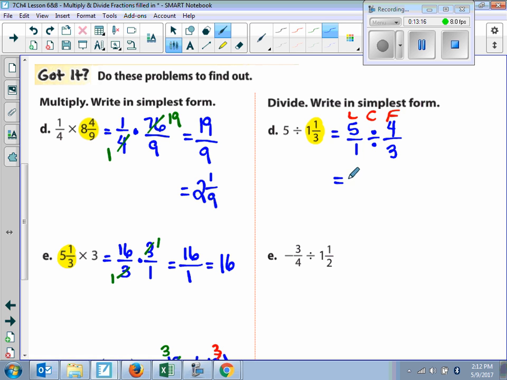So we've got 5 over 1. The division becomes multiplication, and the 4/3 becomes 3/4. Very good. Now we multiply straight across. So 5 times 3 is 15, and 1 times 4 is 4. Now we change it to a mixed number. How many times does 4 go into 15? 3 times, with how many left over? 3/4.